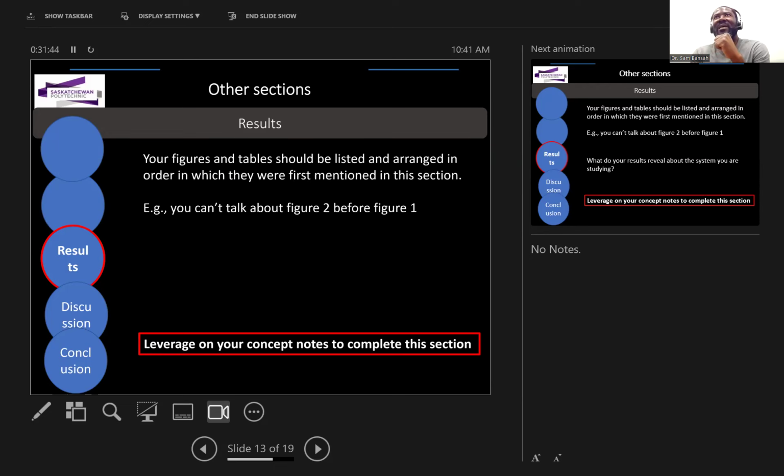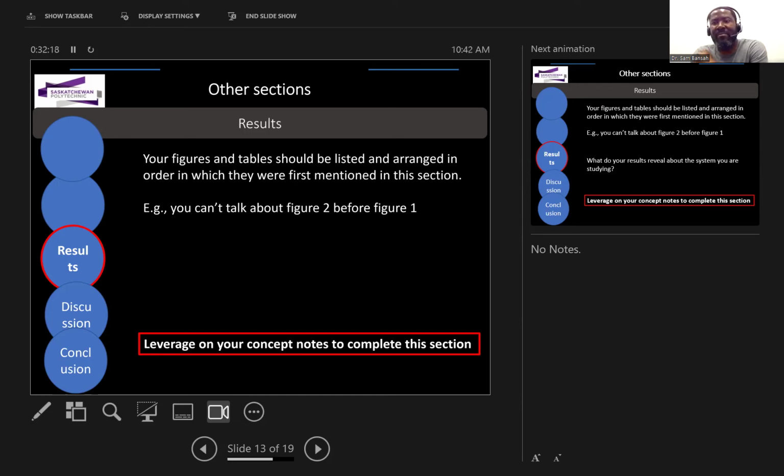Your figures and tables should be listed and arranged in the order in which they were first mentioned in this section. Very, very important information. You can't talk about figure 2 before talking about figure 1. Don't start talking about figure 2 before figure 1. When figure 1 comes, you talk about it first. Figure 2, you talk about figure 2.